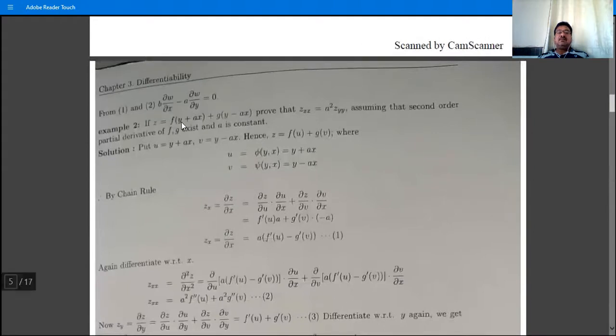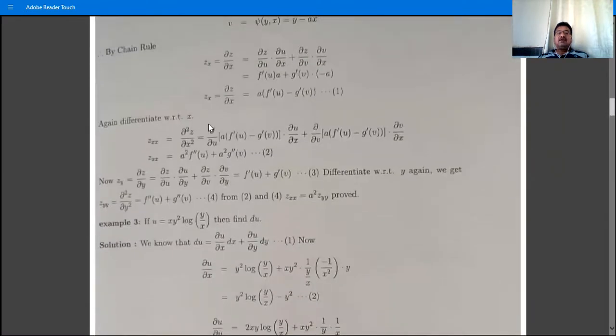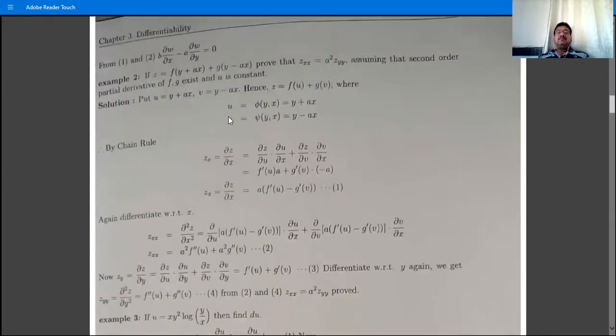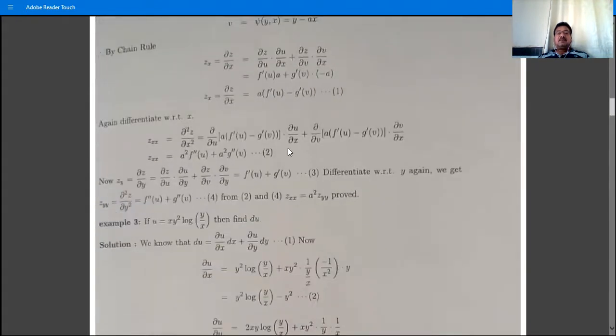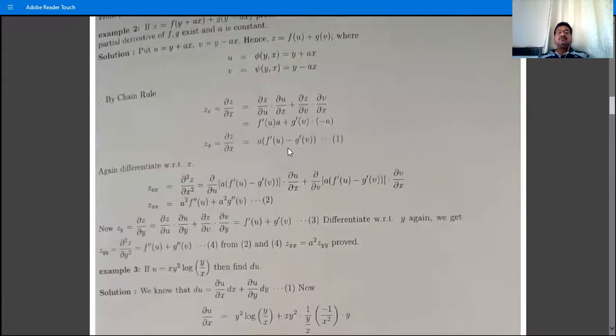Z is f of y plus x, plus g of y minus x. Then substitute y plus x as u, y minus x as v, and then z is f of u plus g of v, that is, z becomes a function of u and v. Z is a function of u and v. U and v are functions of x and y. Then by chain rule we have ∂z/∂x and ∂z/∂y. Okay, the second order derivatives are also given. Already such a type of problem is covered before in the previous lecture.